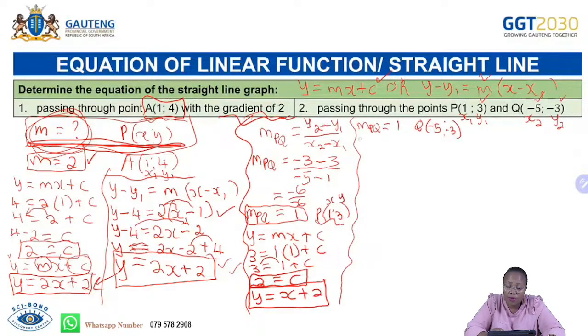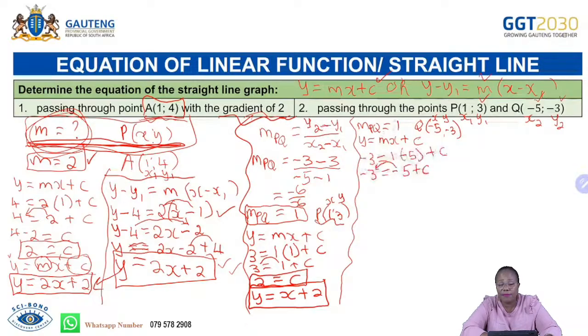And then now the equation y equals mx plus c, and then now we substitute our x and y. What is y? y is negative 3, the gradient is 1, the value of x is negative 5, and then plus c. That is negative 3 is equal to 1 times negative 5, which is negative 5, plus c. And then you take 5 to this side, it's a positive 5. 5 minus 3 is 2, and therefore the value of c will be 2.